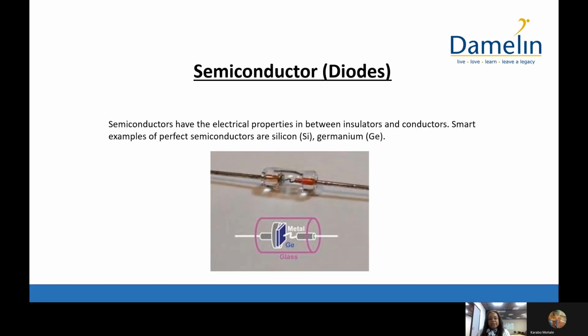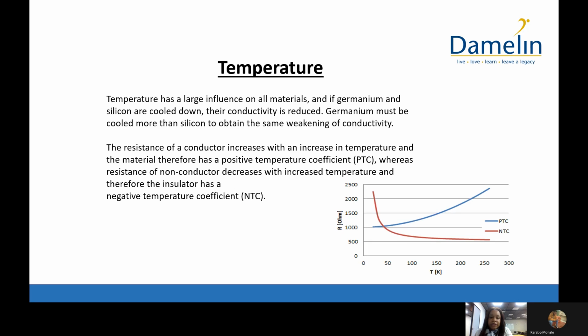So the semiconductor diodes, they look like that picture there. They have electronic properties of insulators and conductors. They are basically semiconductors, so at certain temperatures, they behave differently. Sometimes they behave more like insulators, and sometimes they behave more like conductors. So temperature influences it, as you can see.